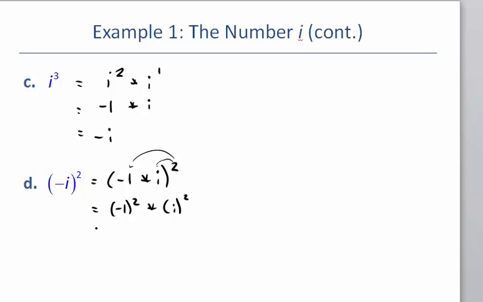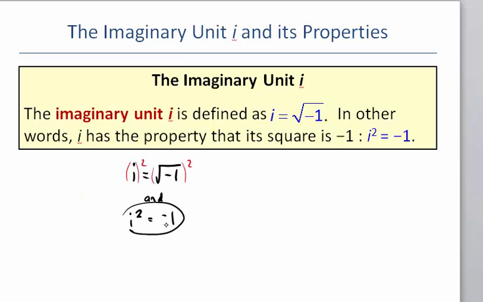And so -1 squared is going to be +1. i squared will simply be i squared. And so 1 times i squared is going to be i squared. And remember, our definition says that i squared is equal to -1.